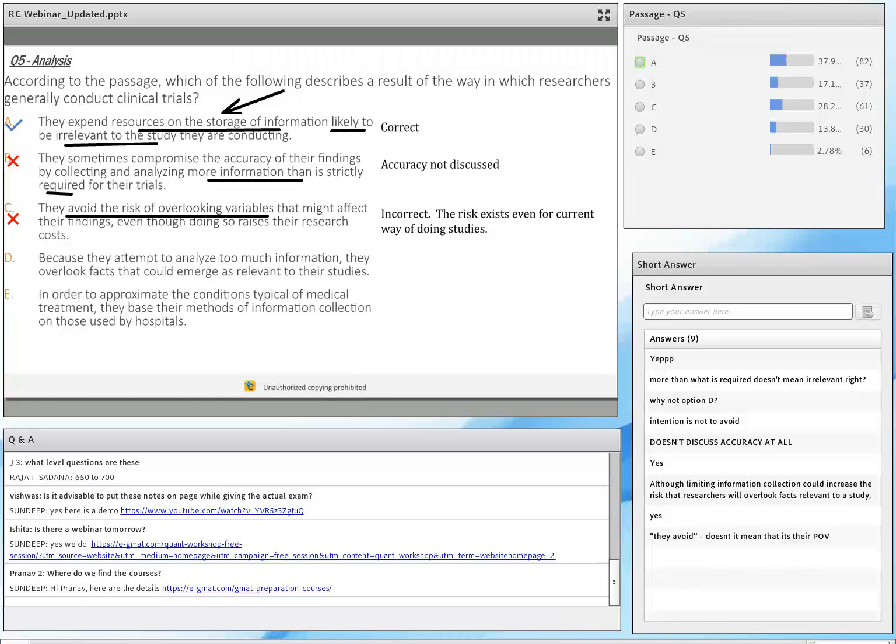Okay. Let's look at this. Ashish says they avoid doesn't mean isn't there. No, they avoid means that they actually avoid. If they aim to avoid, if that were there, then it would have been their point of view, Ashish. Do you understand the difference? They avoid means they actually end up avoiding. It's the outcome. They aim to avoid is their point of view.